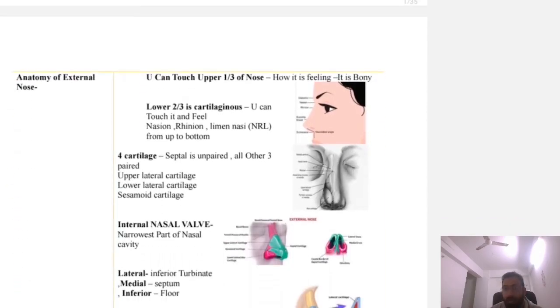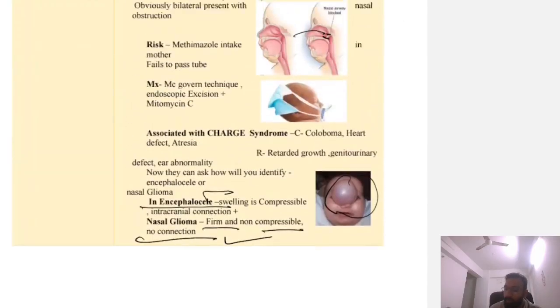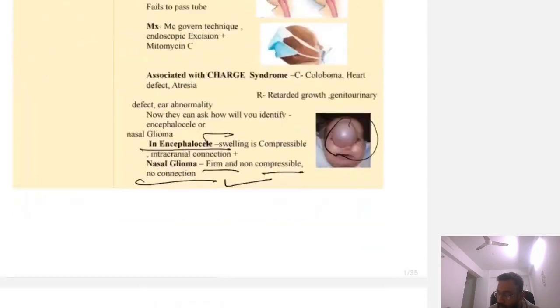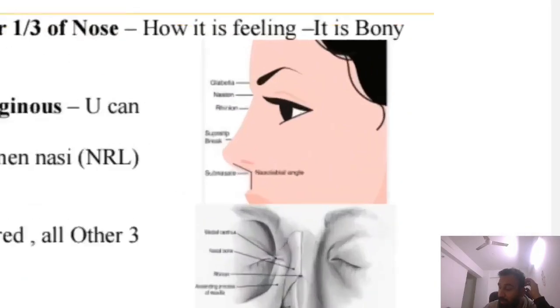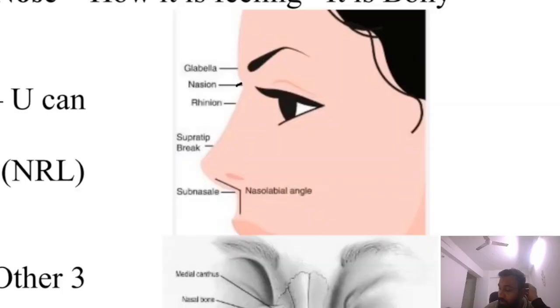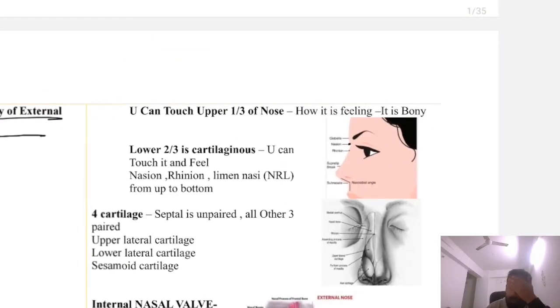Okay, now we have learned about the distorted anatomy. Now let's talk about the anatomy of the external nose. You can touch the upper one third of the nose, it is bony. The lower two thirds is cartilaginous. Now the nasion, you can see this is the nasion, it is the bony junction. Then the rhinion is the bony and cartilaginous junction.